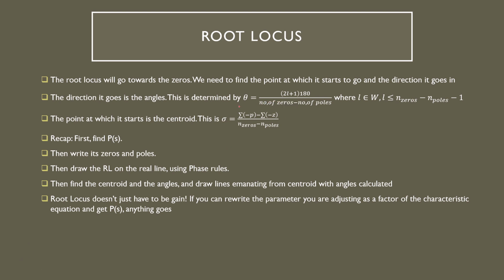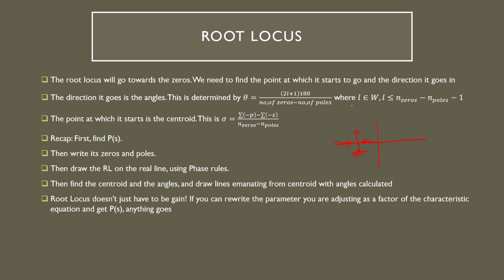And the other thing is the angles that it will move towards. Usually it just moves straight up. So usually your root locus goes this way, reaches the centroid sigma, and goes upwards and downwards. So the angle just becomes straight up. However, there may be different angles. The angle formula is given over here. It depends on the number of zeros and number of poles in P of s as usual.